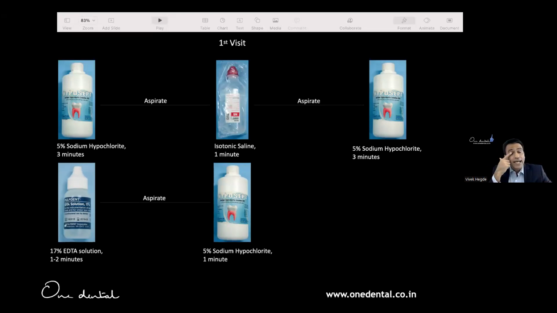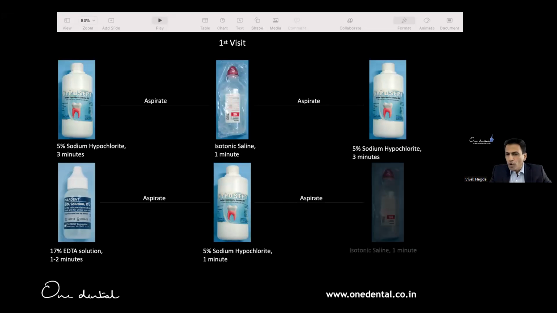It removes it entirely. But some books have said, then you can try and obturate. I would say no. Aspirate it, wash it with distilled water or saline. You know why?